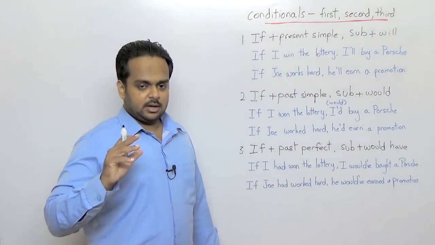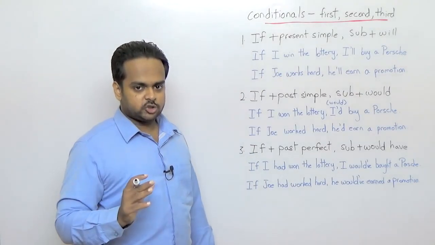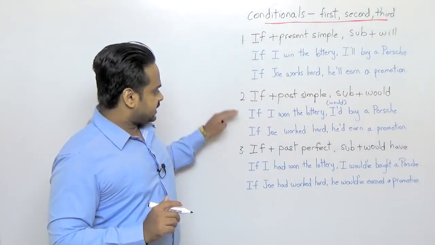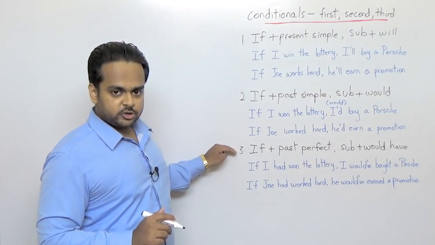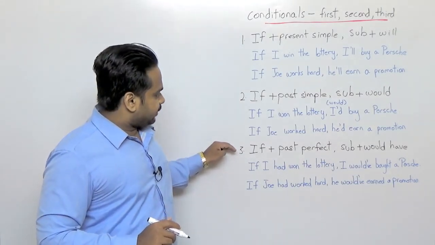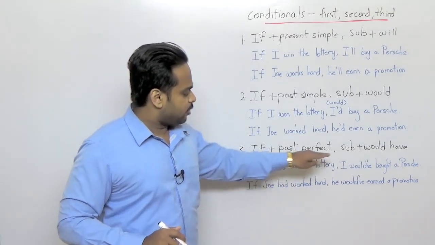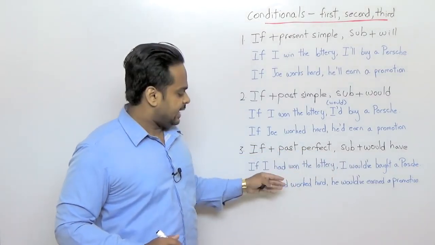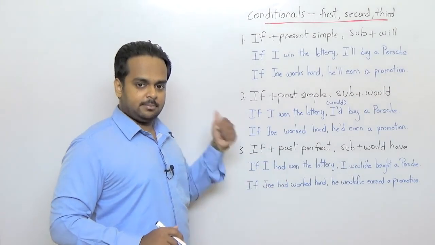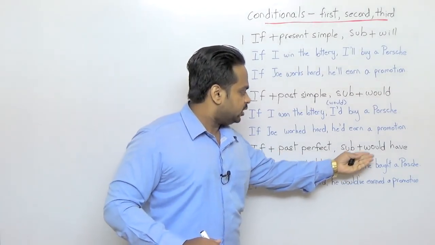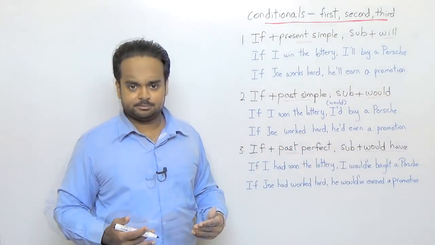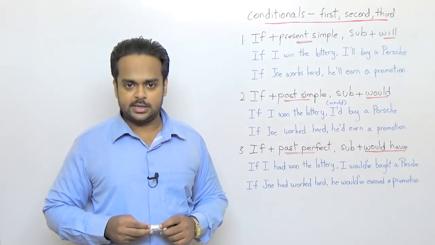If you've been paying very close attention, you will notice that the difference between the second and third conditionals is simply that we have added a have in both the condition and the result. Here it's in the past perfect, so it's become had. Here it's with would, so it's become would have.